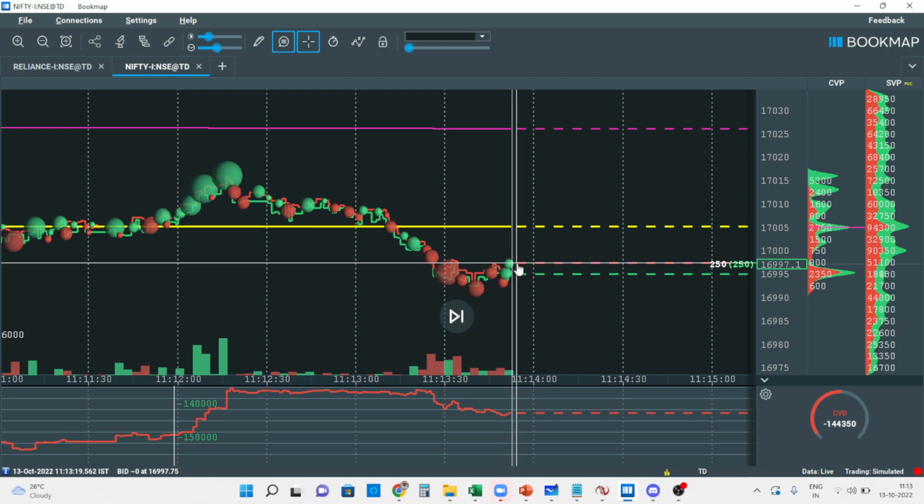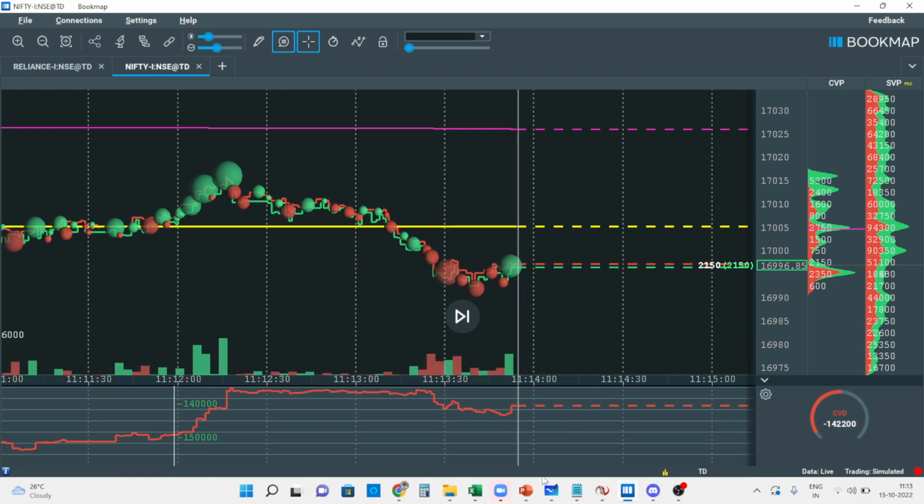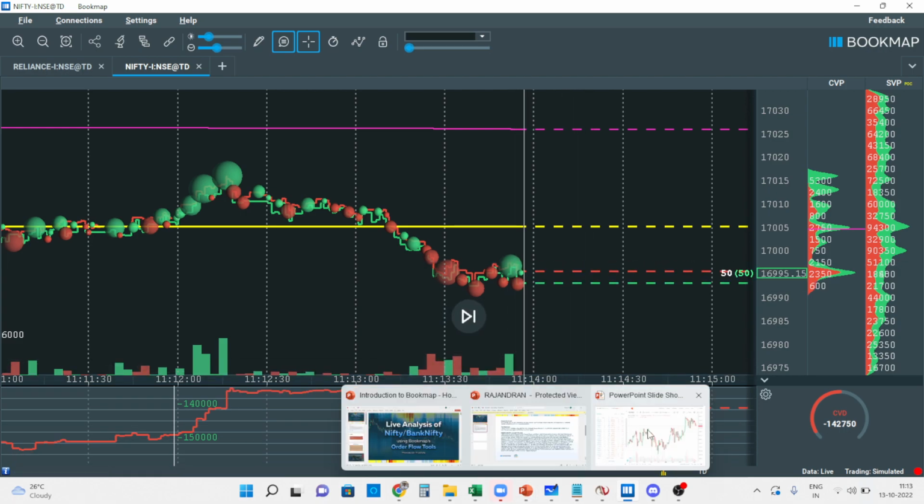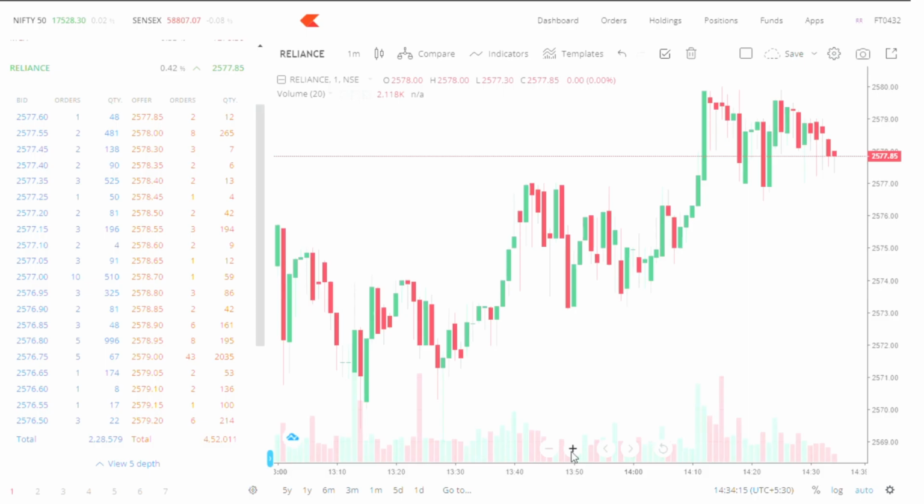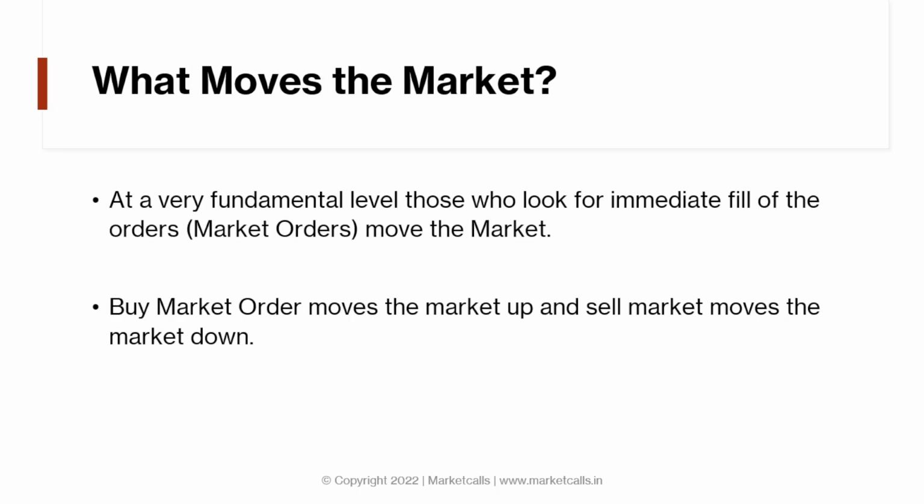So when it comes to order flow, the first thing we need to know is who moves the market first of all, at a very fundamental level. Only market orders move the markets, not limit orders. Many people confuse this in the beginning stage and think only limit orders move the markets. Limit orders don't move the market.